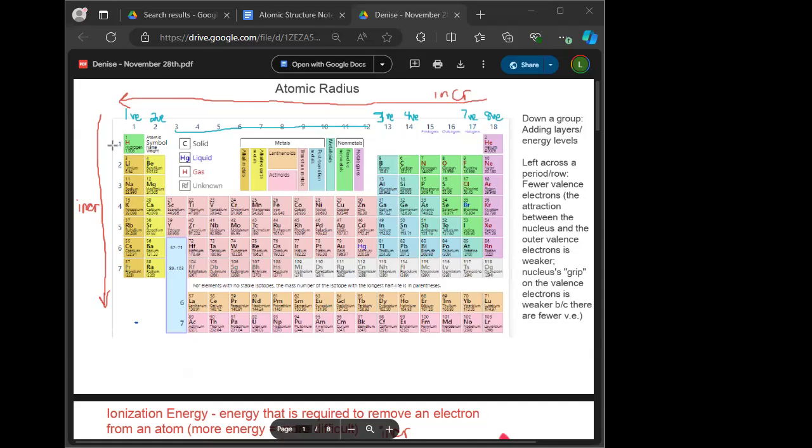For example, everyone on row 1 only has one energy level. Everyone on row 2 has 2 energy levels. Everyone on row 3 has 3 energy levels. Everyone on row 4 has 4 energy levels. So definitely you can see that as you go down and we're adding more and more energy levels, obviously the size of the atom is going to get bigger. 3, 4, 5, 6, 7. So the elements on the 7th row are going to have 7 energy levels.